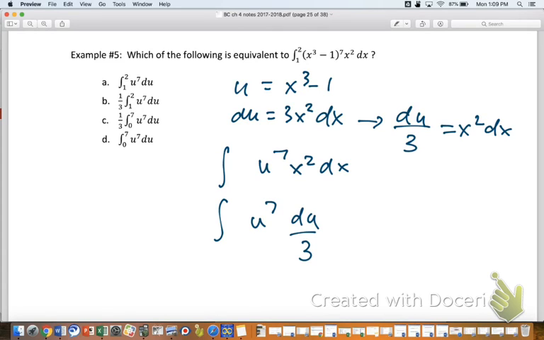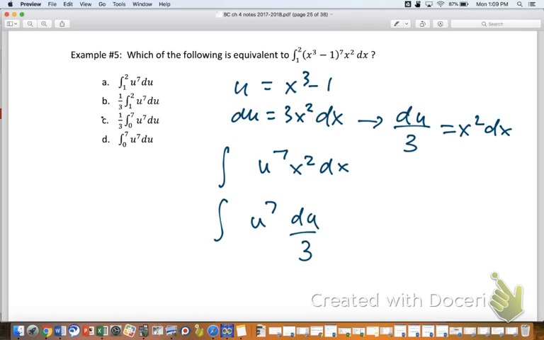And it'd be really easy at this point, and I say this for a reason, because I see this all the time. It'd be really easy to say, oh, look, there it is. Everything matches up perfectly. It's 1/3, just like I've got. The integral from 1 to 2 matches the original integral from 1 to 2. It's u to the 7th. I must be right, except I'm wrong. I need to check my limits.